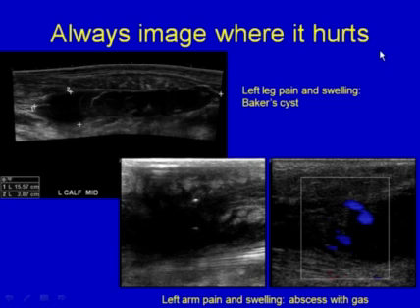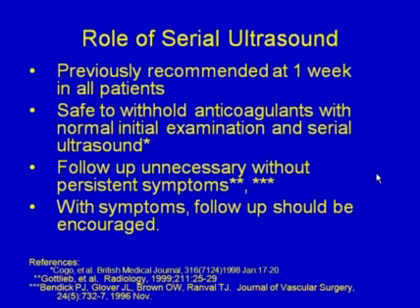And lastly, you always want to think about alternative diagnosis. Always image where it hurts. So a patient with left leg pain and swelling, this happens to be a large Baker cyst, which certainly can mimic the symptoms of DVT. Here's a patient with arm swelling, and we found an abscess with gas within it. And so there are many other causes of alternative diagnoses, certainly masses, tumors, ruptured muscles, etc. So always look where it hurts to make the diagnosis.